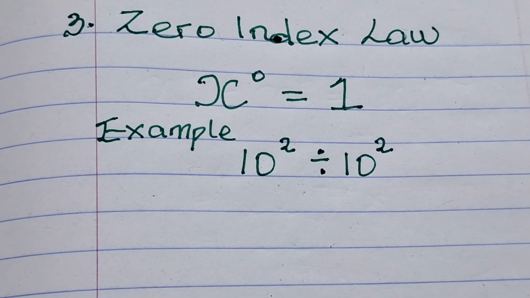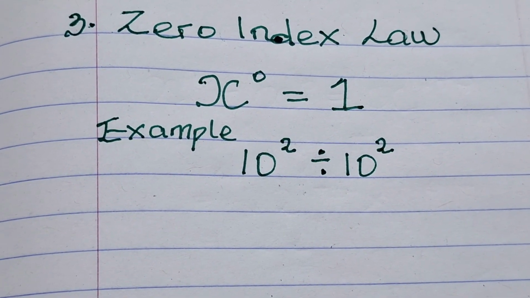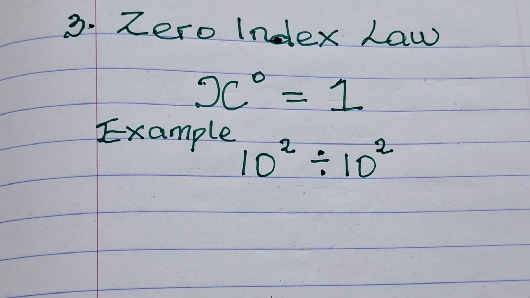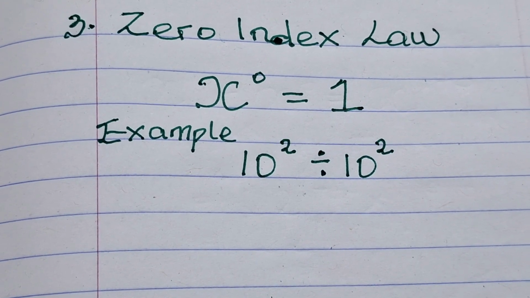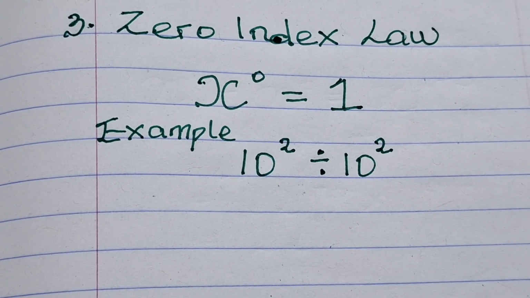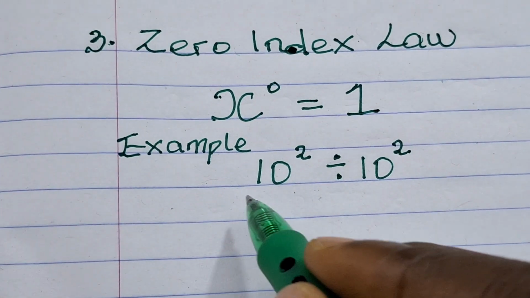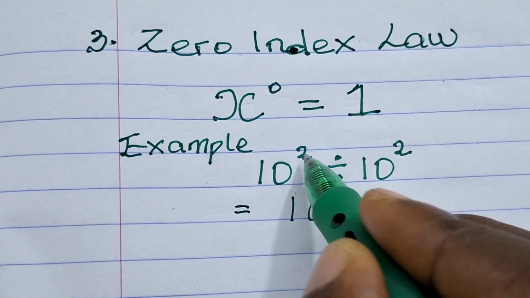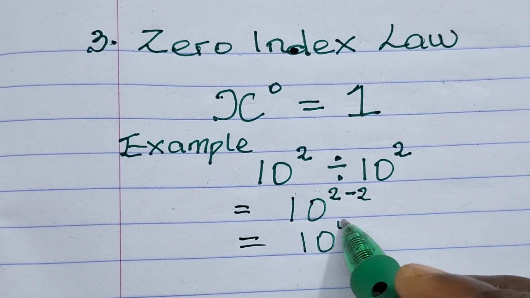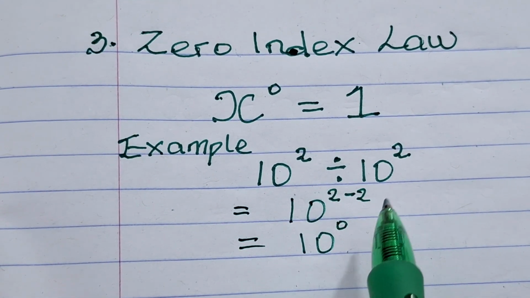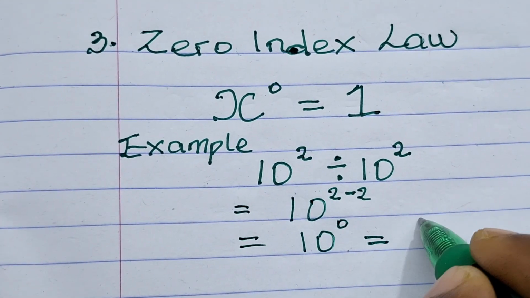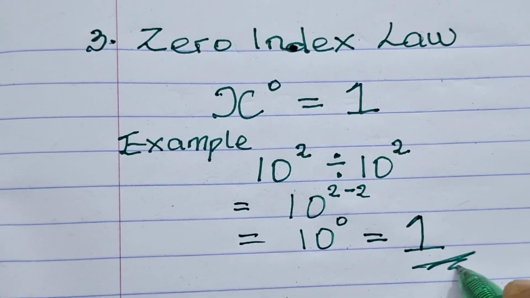And let's take this example. Remember our second law, which says when two numbers with powers of the same base are dividing each other, you pick one of the bases and you subtract the powers. In this case, 10 raised to the power of 2 is dividing 10 raised to the power of 2. So the bases are the same, 10, 10. I'm going to choose one of them and subtract the powers. 2 minus 2. Remember that 2 minus 2 is 0. Now I have an answer that says 10 raised to the power of 0. So I'm going to use the zero index law that says anything to the power of 0 is 1. And I am done.